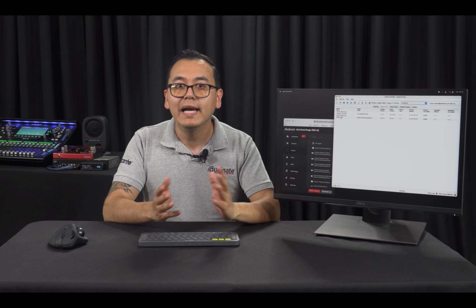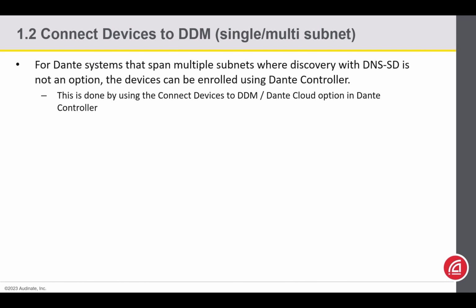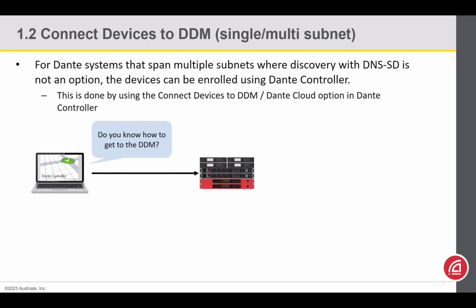Okay. The second way to manually enroll devices in DDM without automatic discovery is a two-step approach where you can tell the devices to point to a DDM server through Dante Controller. The devices will then appear under the unmanaged section of the DDM server, and you will be able to move them to the domain you want. Now, because there's no automatic discovery using DNS-SD, and mDNS only works within the subnet, the DDM cannot see devices if they are in a different subnet.